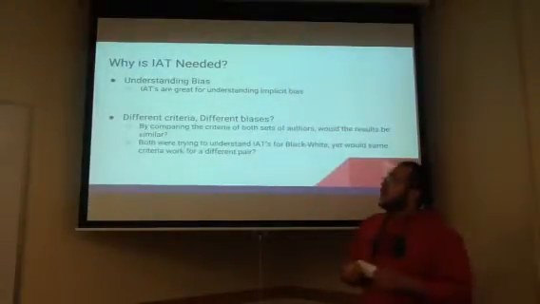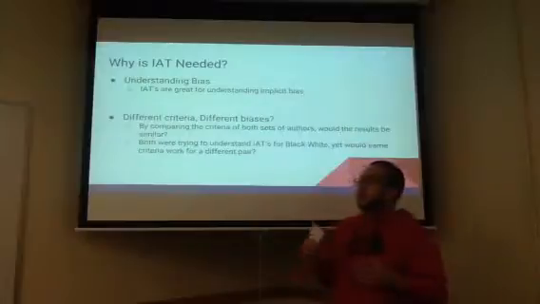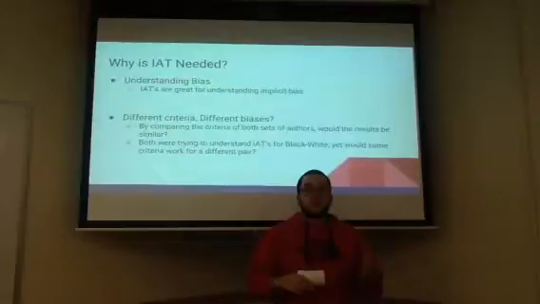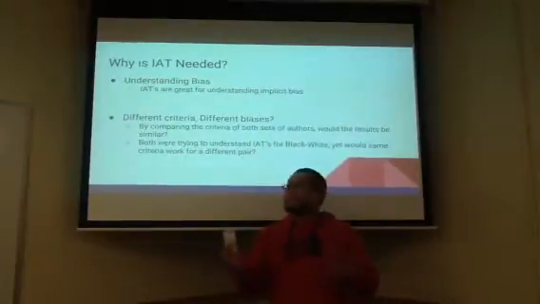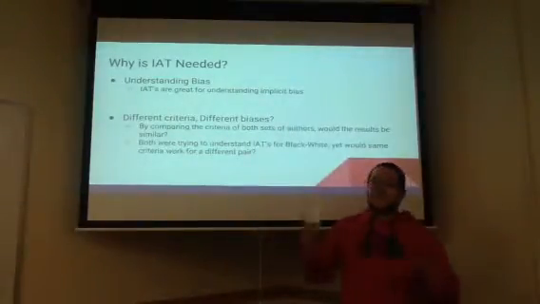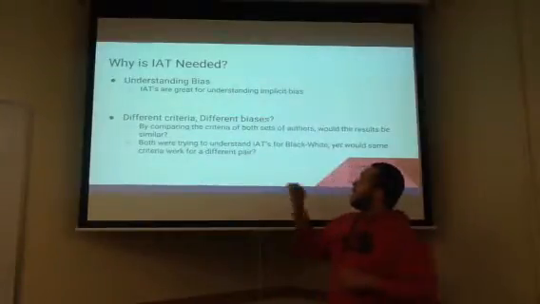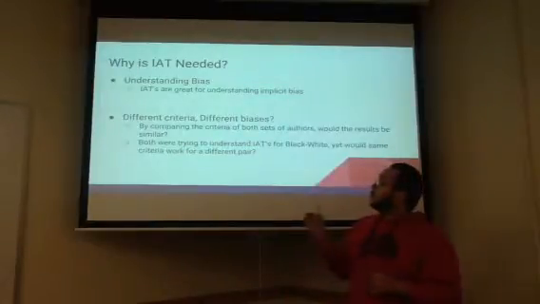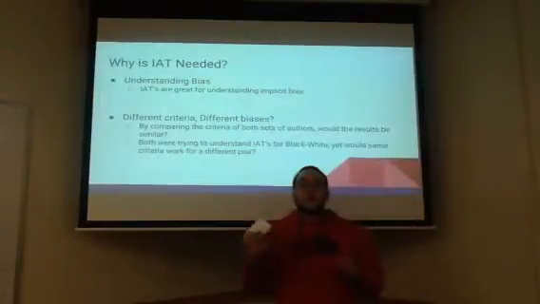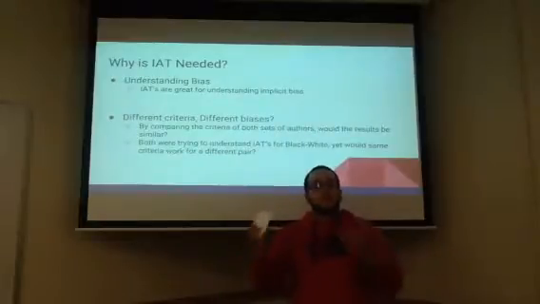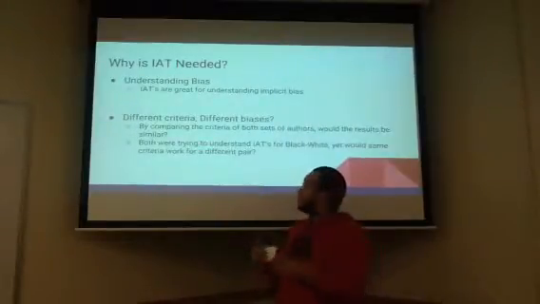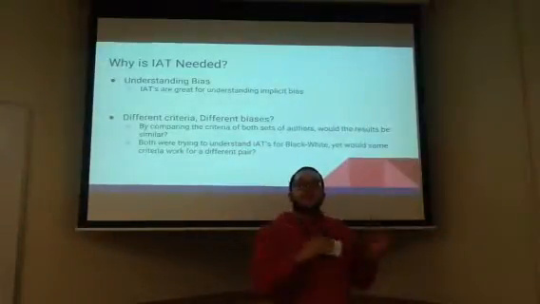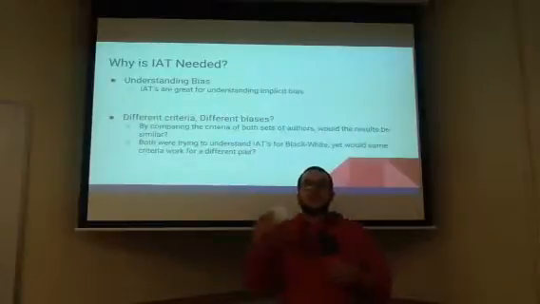So why is this needed? It's good for, like I said, understanding bias. And there are many different ways that you can go about comparing two different things. For example, black-whites, disabilities, and able people. And so in this study, that's what they're going to be focusing on, the effect size of those. And then there's different criteria, but does that provide different biases? So by comparing the criteria of both sets of authors, we're able to see if they produce the same result, even though they had different criteria. And then both were trying to understand the IATs for black and white, yet can their same criteria be used, for example, for disabled people versus able people?